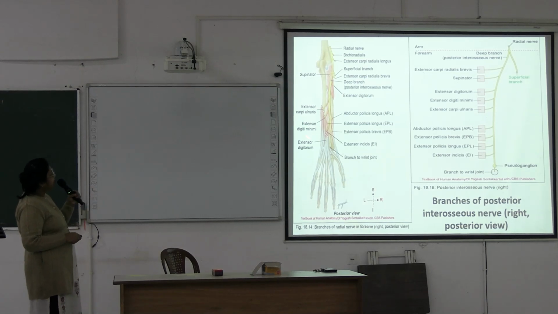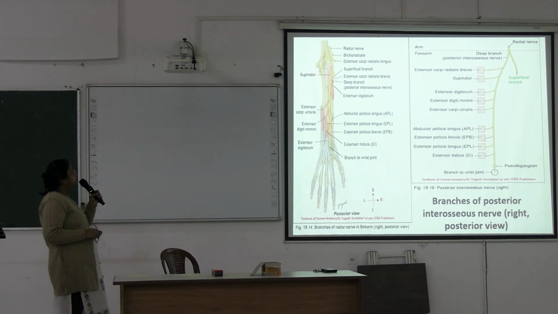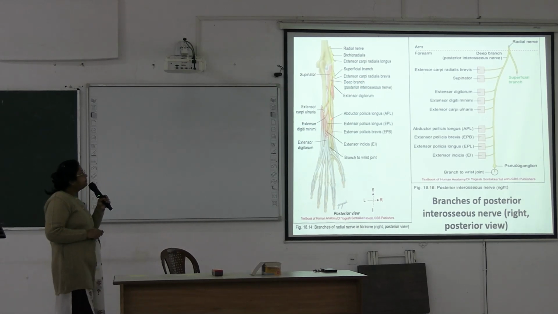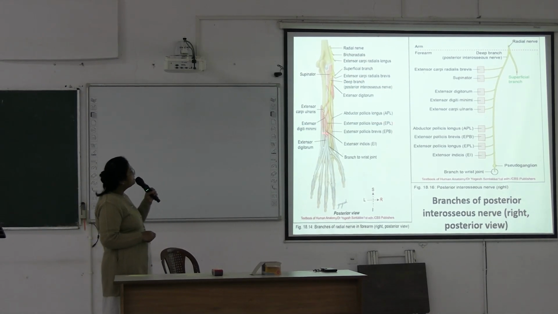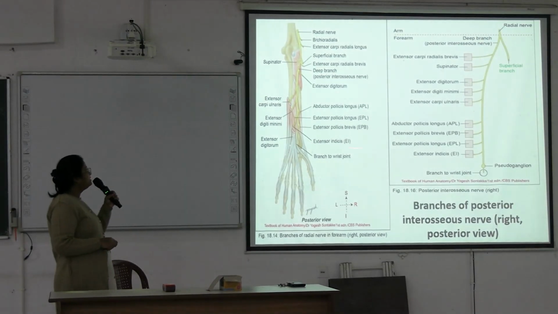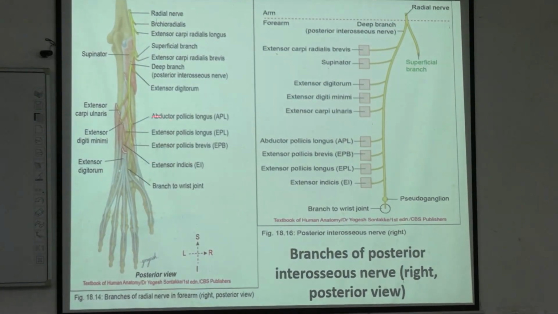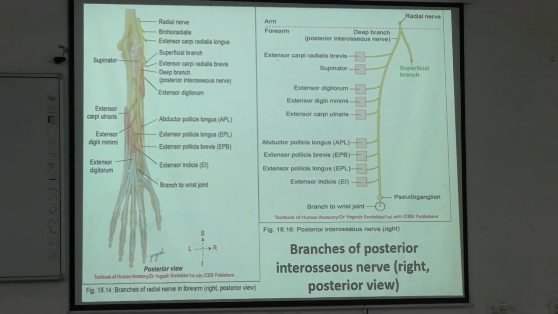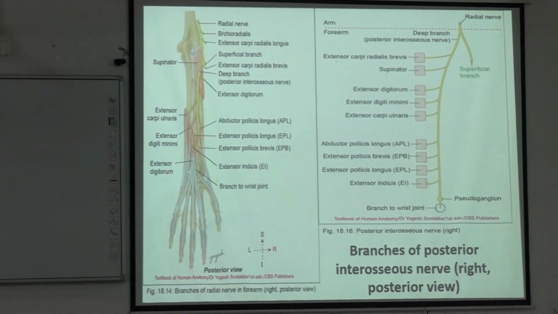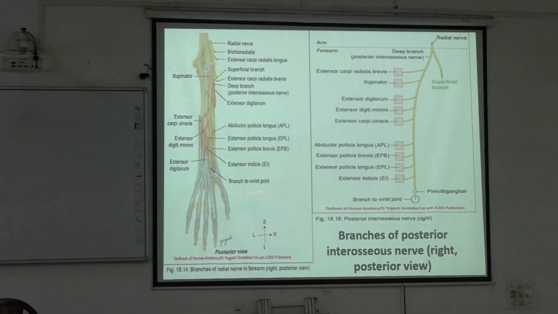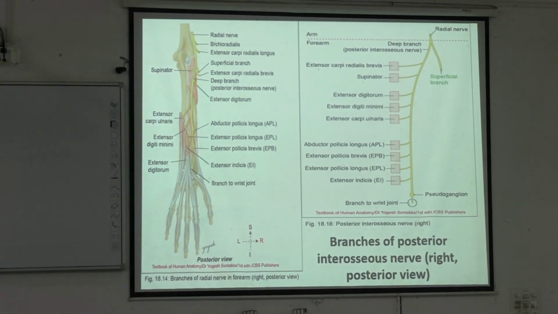Extensor carpi ulnaris, extensor digiti minimi, extensor digitorum, and after that it will supply all the deep extensors, abductor pollicis longus, extensor pollicis longus, extensor pollicis brevis, extensor indicis, and lastly it will form a pseudoganglion at the back of the wrist, supply the wrist joint and the intercarpal joints.